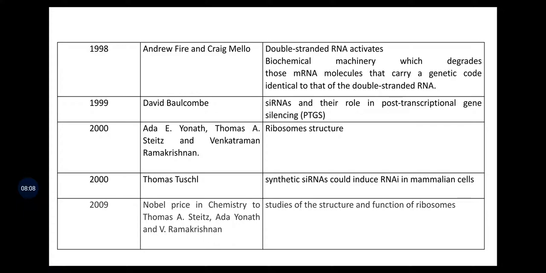In the same year 2000, Thomas Tuschl used synthetic siRNA and found that it could induce RNAi, that is RNA interference, in mammalian cells.